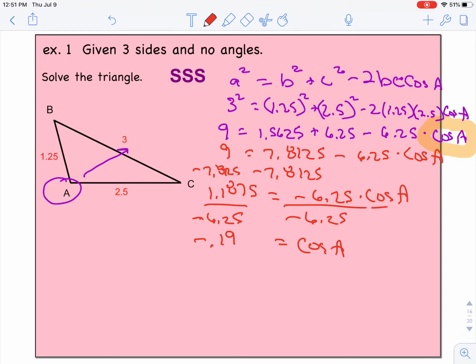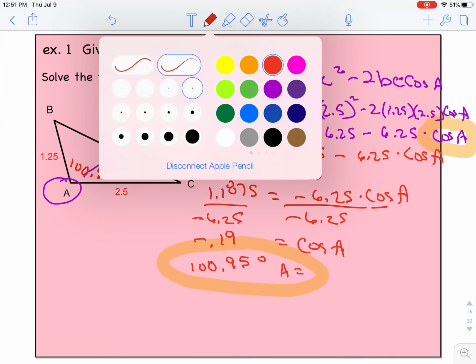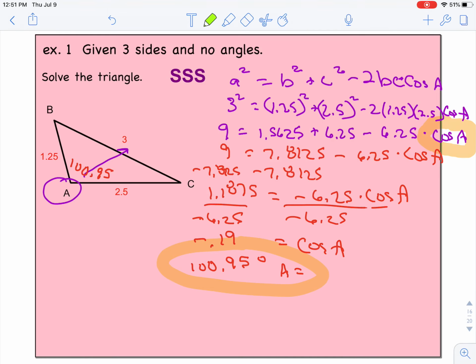And now I need to take the inverse cosine of that. And so angle A is equal to 100.95. So it's an obtuse angle, 100.95. So we found our first one. Now we can actually use the law of sines, once we've gotten one of the angles, which is a lot easier. Now, depending on what angle you do first and how you round, you could get slightly different variations in this.